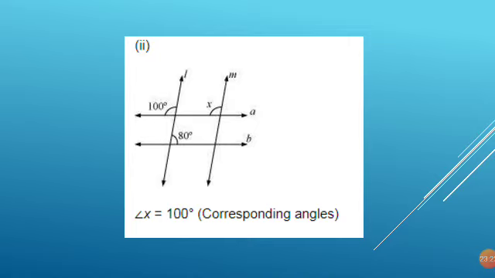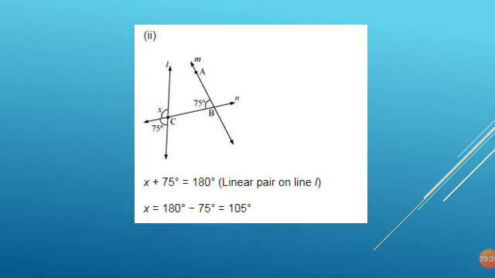Next one is angle X. Angle X is 100 degrees. It is corresponding angles, the F-shaped angle. So X plus 75 degrees equals 180 degrees. That is a linear pair on the line. 180 degrees minus 75 degrees, we get a value of 105 degrees.